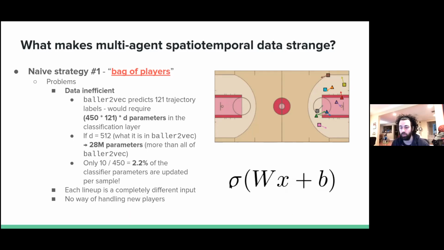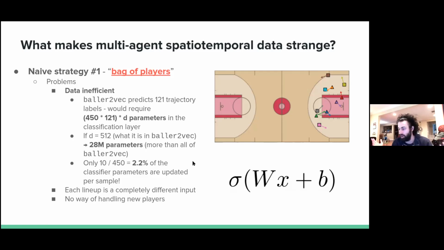And so just a reminder what the standard neural network operator is. We do a linear transformation on the input followed by the addition of a bias vector, and then we pass that through some nonlinearity. And so if we're going to predict 121 different trajectory labels, which is what I did with baller2vec, that would require 450 times 121 times d parameters in the classification layer because of the size of our input, right? Where we have these 450 players. And so d is 512, meaning that's the number of features that are being fed into our final classification layer.